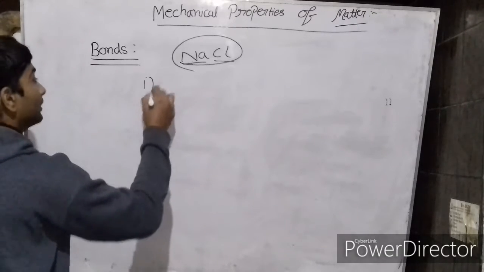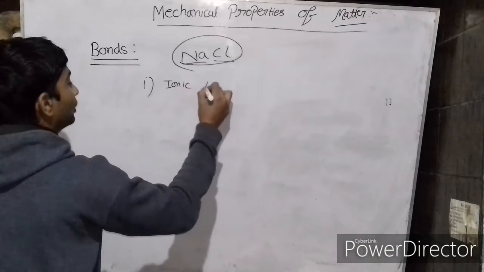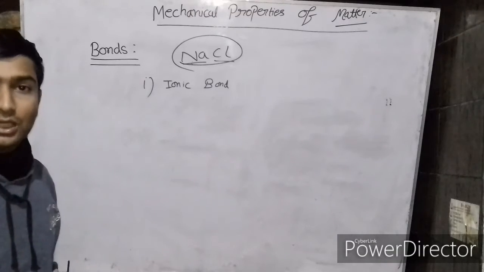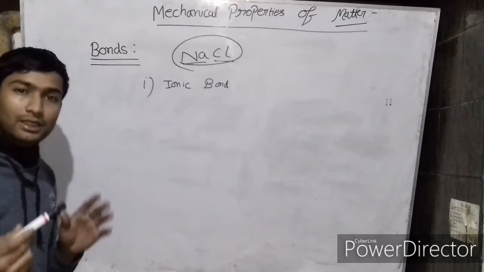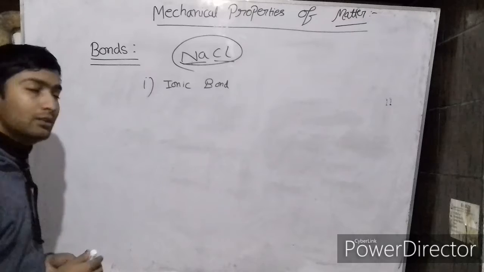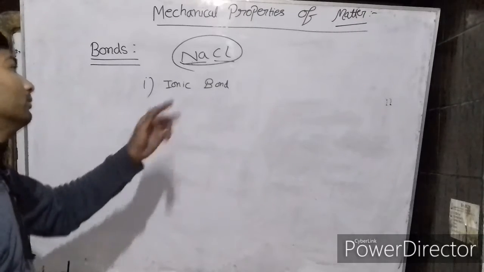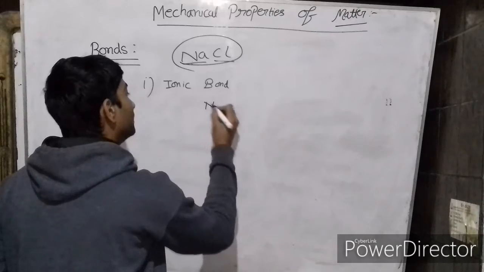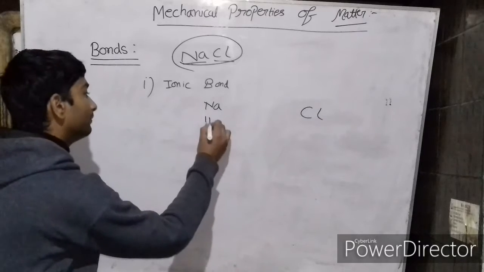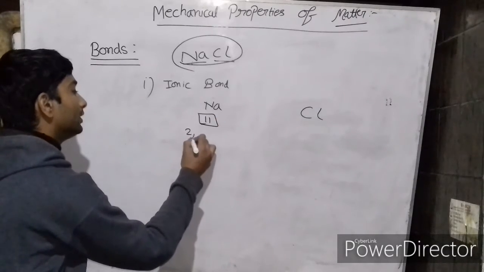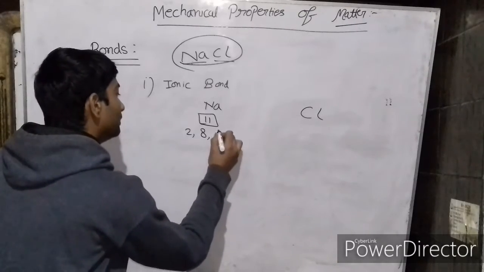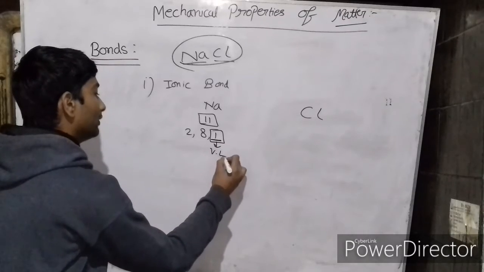The first type is the ionic bond. Ionic bonds are those bonds which are formed due to the transfer of charges. When a metal transfers one or more of its electrons to a non-metallic atom, the bond formed is known as an ionic bond. Let's take an example, Na and Cl. The atomic number of sodium is 11, so its electronic configuration is 2, 8, 1. The number of valence electrons is 1. This is your valence electron.